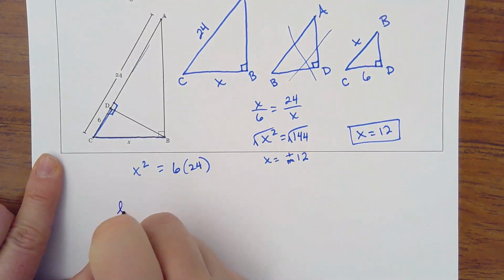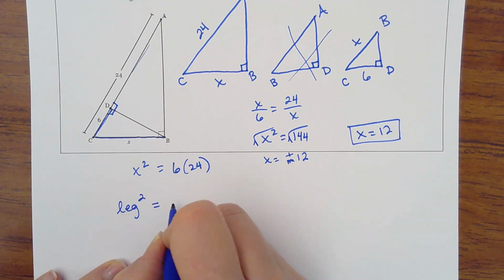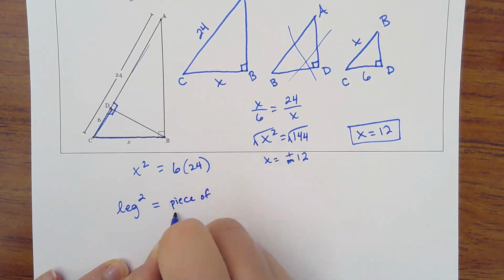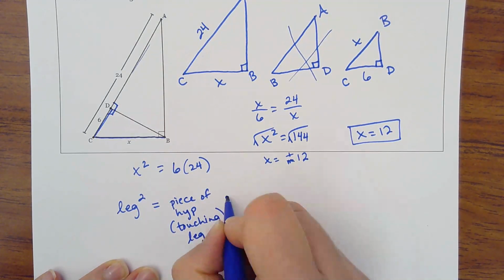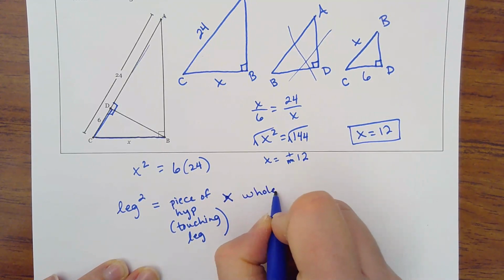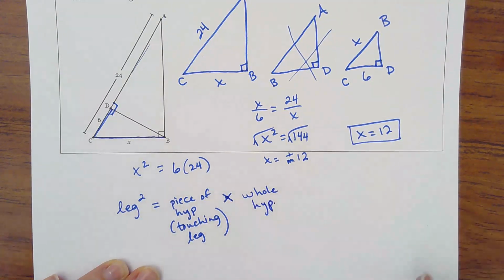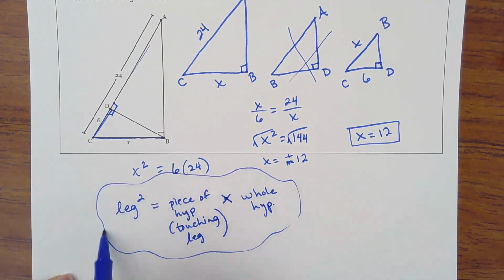So it's leg squared equals a piece of hypotenuse. And it's got to be touching the leg you're using times the whole hypotenuse. So it's up to you. If you like just making the triangles and doing it like we've been doing it, fine. If you can remember this, that's fine as well.